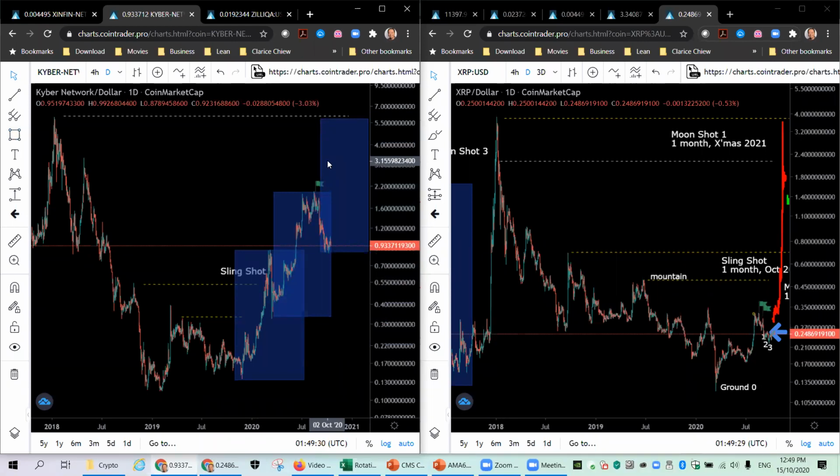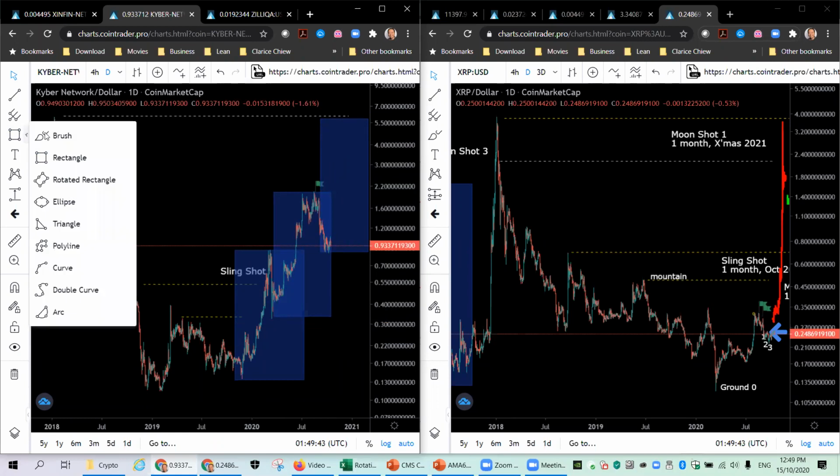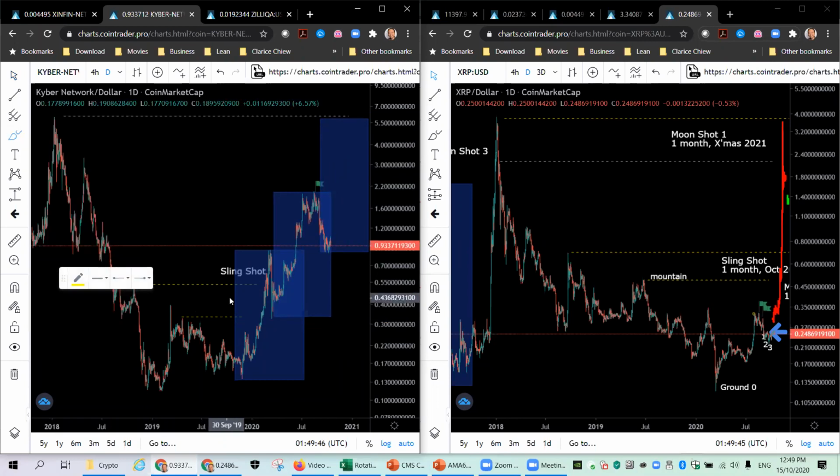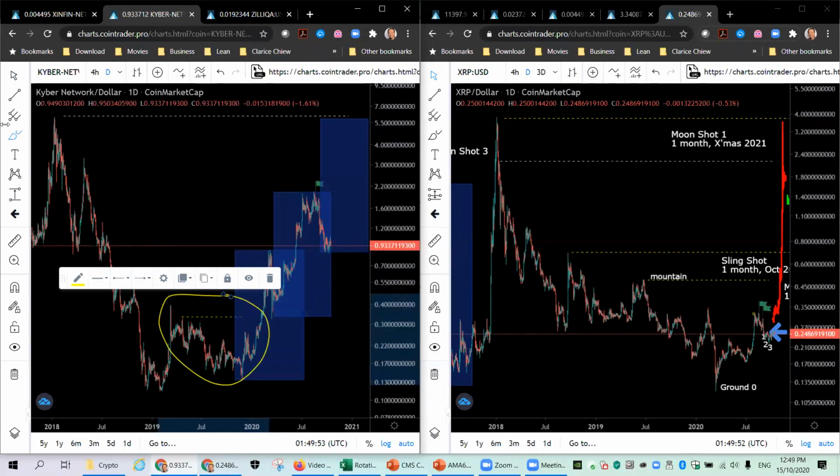Kyber, again, once it gets going, do watch out. I like Kyber to eventually come back to Kyber. Note that if you were to compare the pattern over here, right now Kyber has to work out all this. It has to be worked out over here from a fractal point of view. It has to be worked out over here.